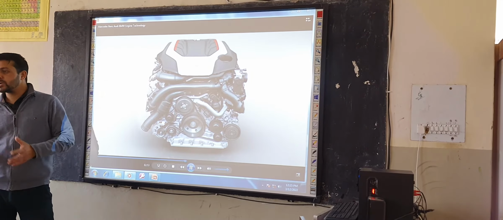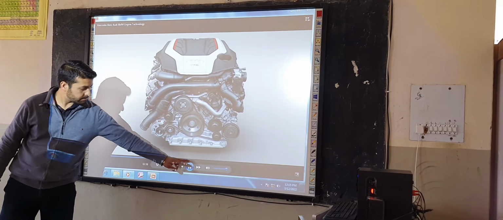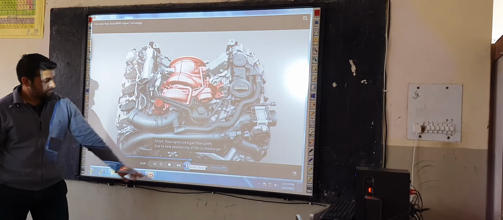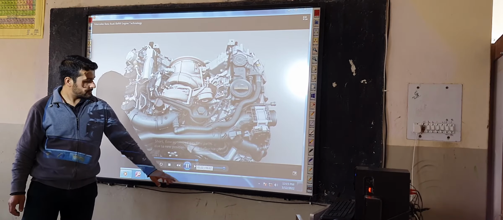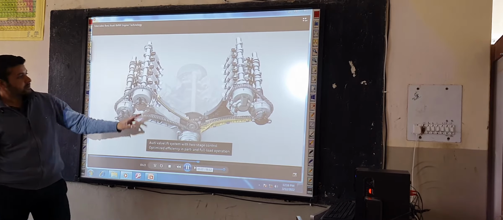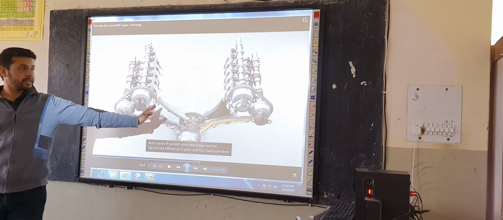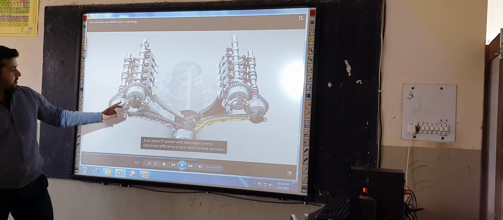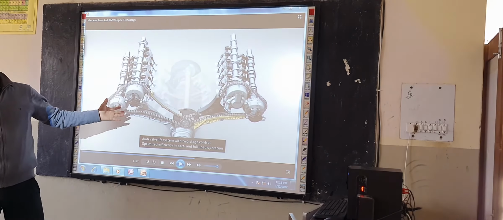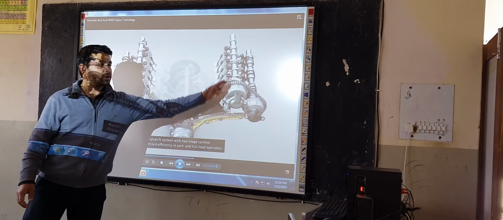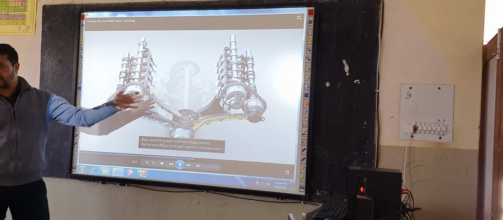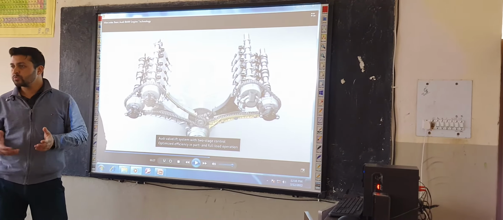We are going to see the internal parts of an engine. So I'm doing some forward action. Okay, you can see the internal parts and how they are working. This is the timing chain for one side assembly and this is the timing chain for the other side assembly. And these are timed in such a way so that the engine can work smoothly.